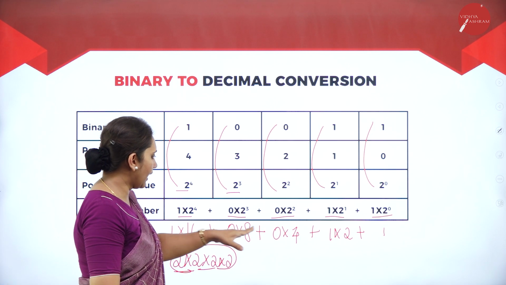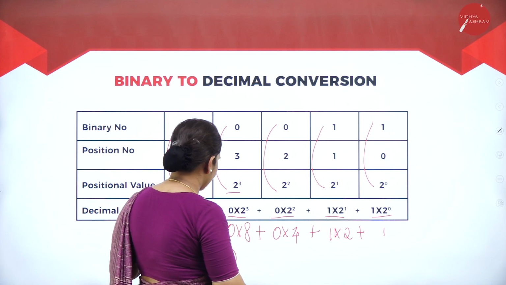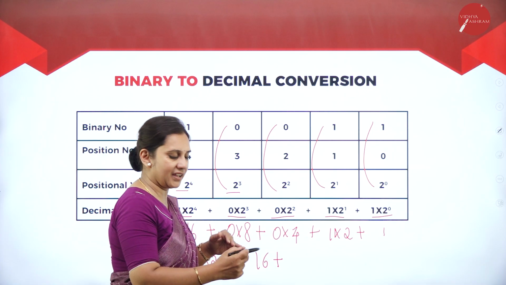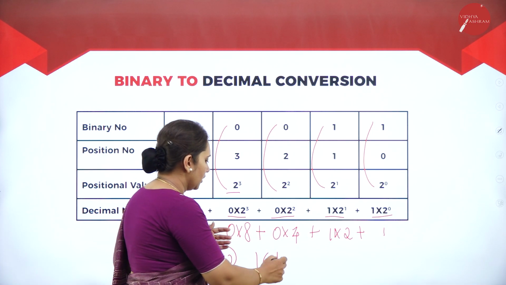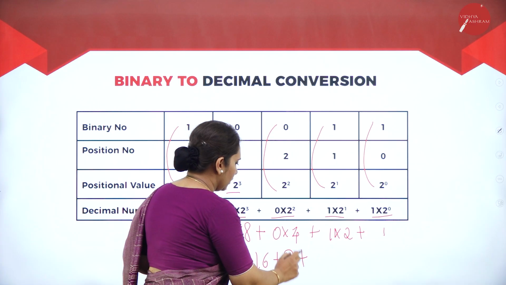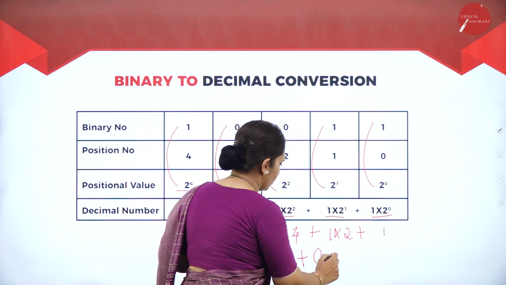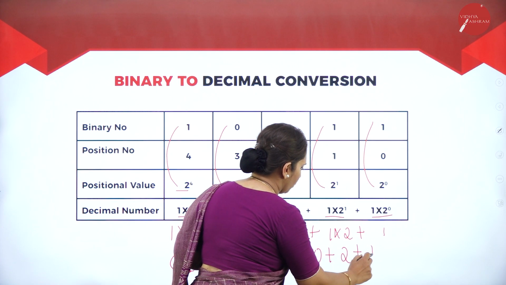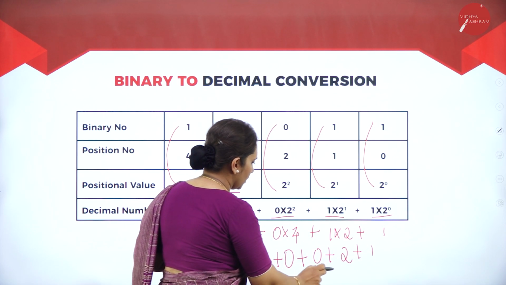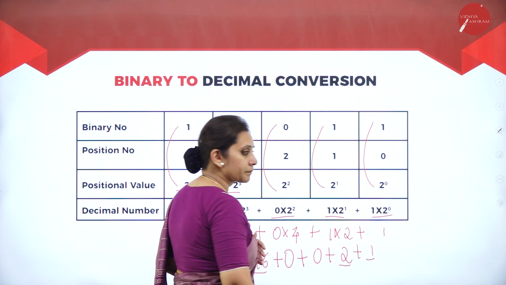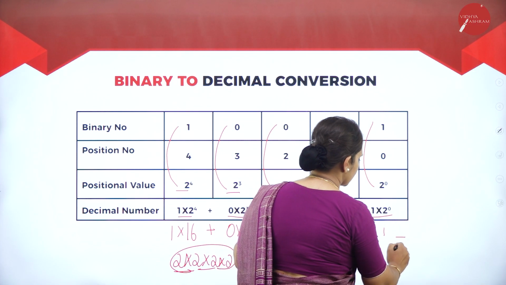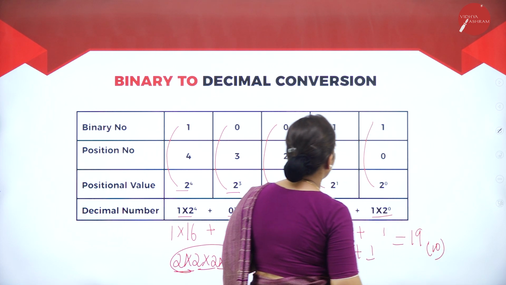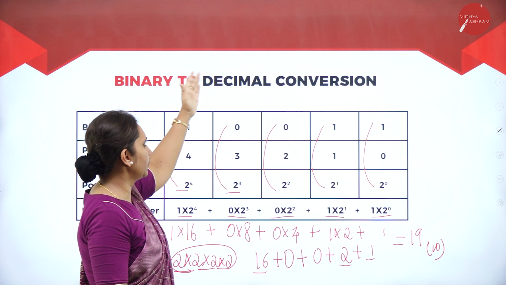After this, I need to add all of these. When I keep on adding, I add 16 plus 0, since 0 multiplied by any number becomes 0. Again 0 into 4 is 0. Again 2 ones are 2. Again 1. So when I add, 16, 17, 18 and 19. So the answer is 19 to the base 10, because I am converting from binary to decimal.